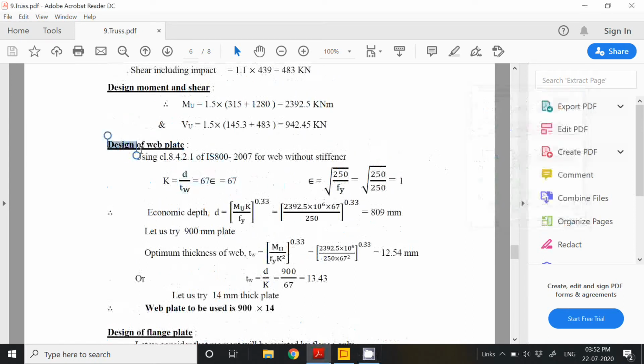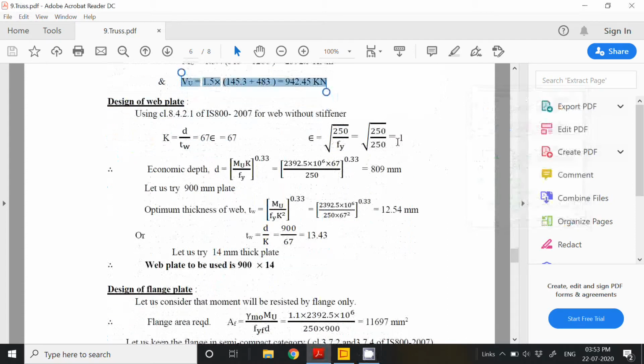So we will be continuing from design of web plate. Earlier we have done the calculation of moment and calculation of shear force. So for the design of web plate without stiffener, if we do not want to provide stiffener, then we have to go to this clause and we have to satisfy this equation, where epsilon is this one, 250 by fy.